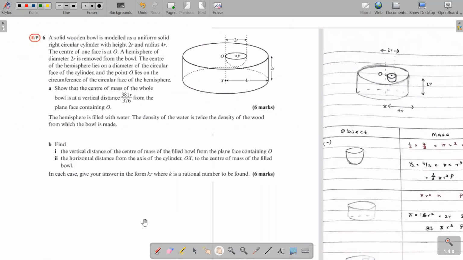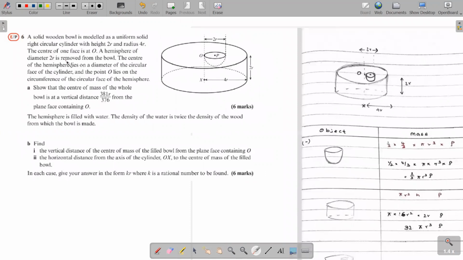Okay, guys. So let's move on to question number 6. So they say a solid wooden ball is modeled as a uniform solid right circular cylinder with height 2r and radius 4r. Okay, the center of one face is at O. A hemisphere of diameter 2r is removed from the ball. Okay, the center of the hemisphere lies on the diameter of the circular face of the cylinder. Can you see the center of the hemisphere is the point P, right?